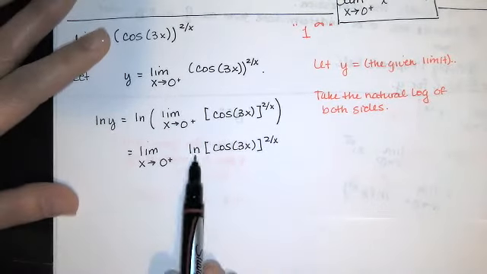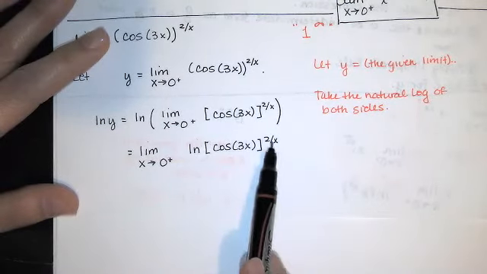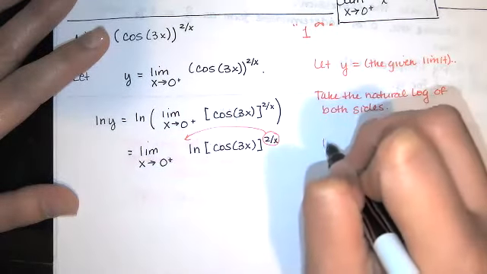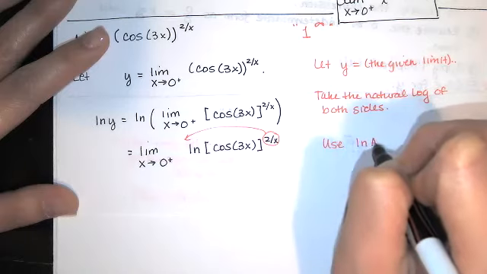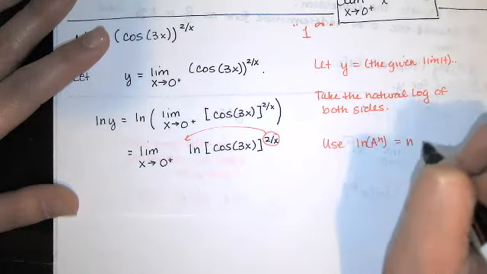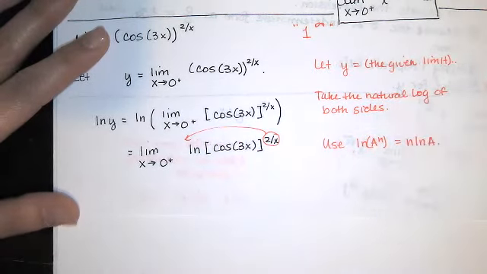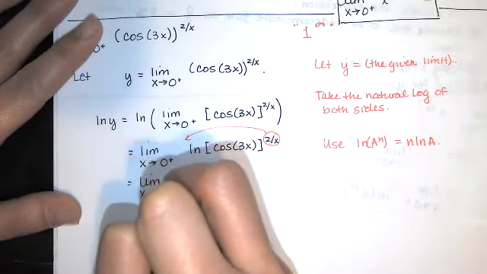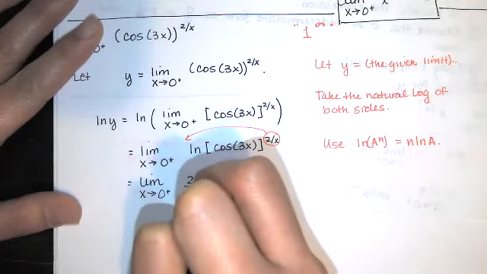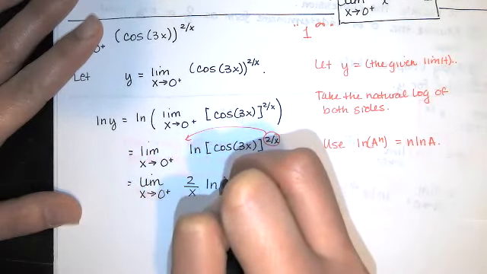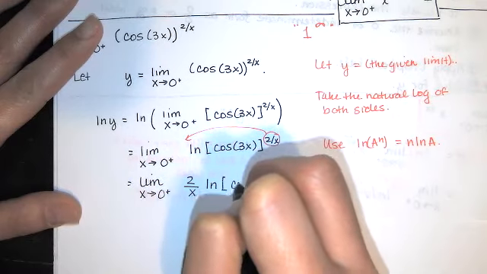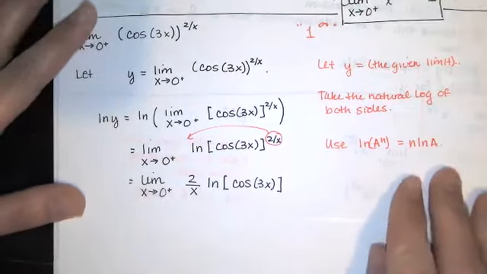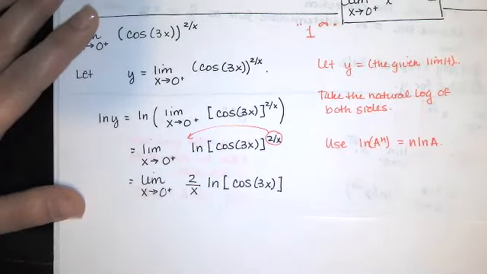And then we say we've got log of something raised to a power. According to our log properties, we can bring that power out front. So log of a to the n is n times natural log of a. So we've got a 2 over x out front, and then we have natural log of cosine of 3 over x, or of 3 times x, excuse me.